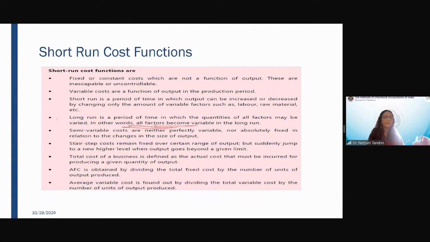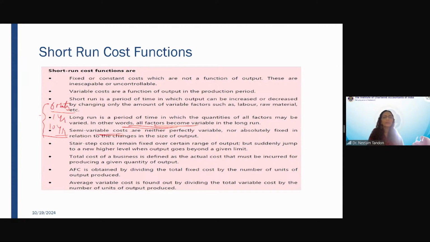All factors are variable. For some firms the short term period may be 6 months. For some firms short term period may be 1 year. For some firms short term may be 10 years. Reason being, इसमें उनके कुछ limitations हैं. They cannot increase one of the fixed factors. Okay, but in the long term, all factors become variable.